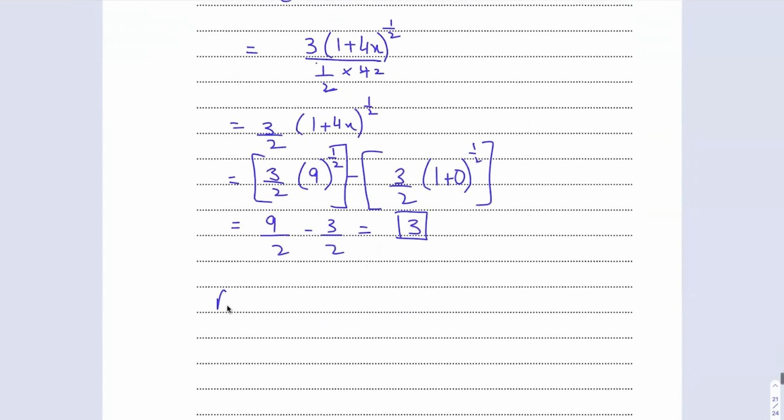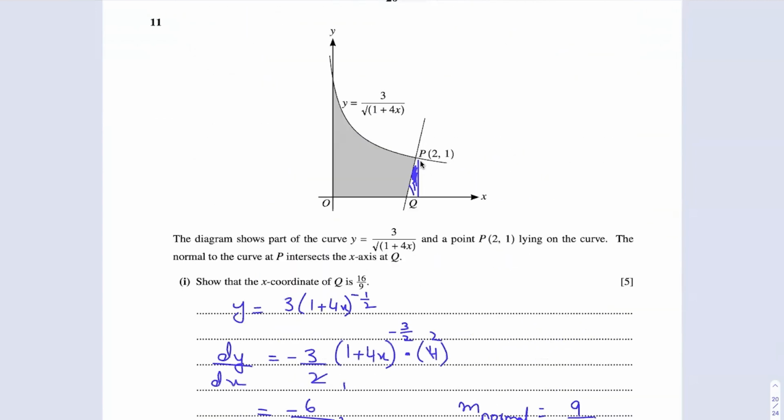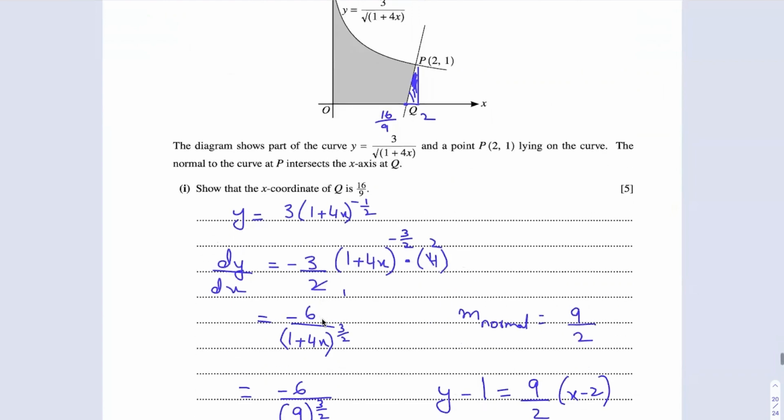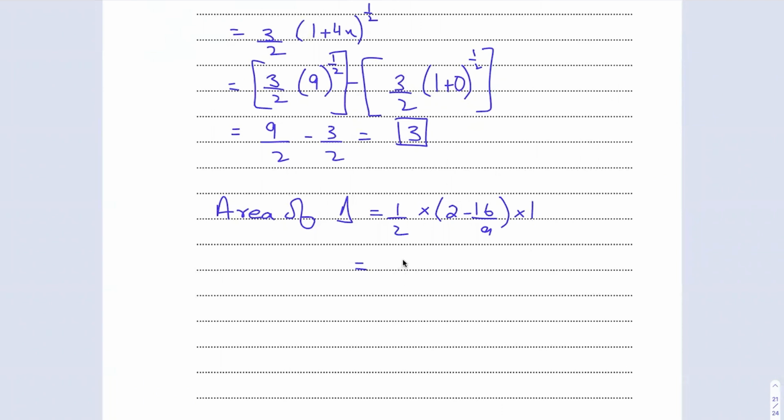Now the area of the triangle would be, so we know that the height of the triangle is 1 and for the base, we know that the x-coordinate of P is 2 and the x-coordinate of Q is 16 upon 9. So the base will be 2 minus 16 upon 9. So the area of the triangle would be half into base, which is 2 minus 16 upon 9, multiplied by 1, which becomes 1 upon 2 into (18 minus 16) upon 9, which is 2 upon 9. So the area of the triangle is 1 upon 9.